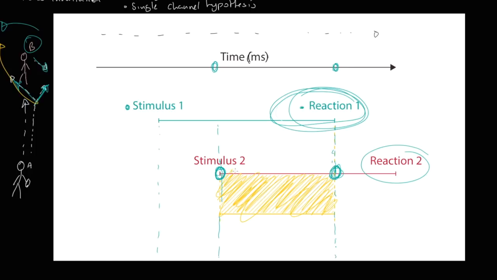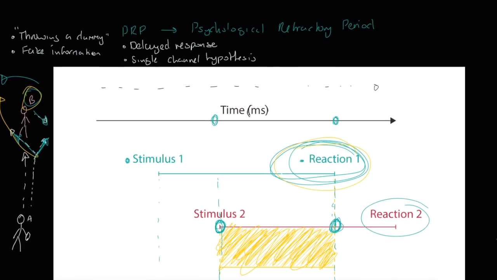Okay, so this produces this psychological refractory period, which is a period of time where the opponent, player B, is delayed in their response to the second stimulus. Why? Because they're still reacting with reaction 1. And that's the PRP. So let me take you back to why it's useful. It's useful because it explains why throwing a dummy works. It's useful because it encourages athletes to use fake information in their process.